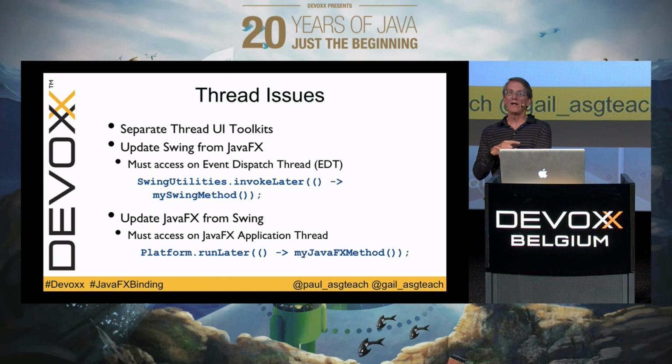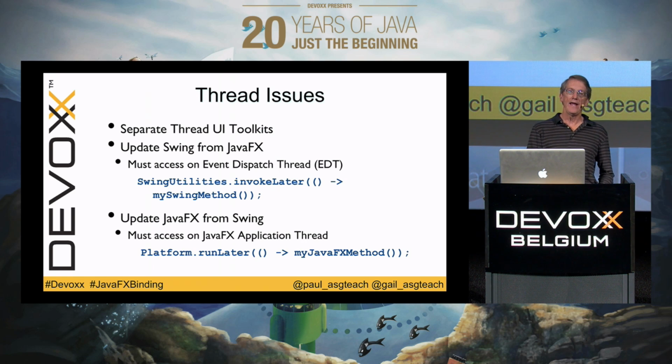Now, you might have to go the other way, which is to update a JavaFX control from the Swing side of your program. And here, you must do that on the separate JavaFX application thread. Fortunately, the JavaFX designers gave us a complementary way of doing that. It's just a different method, a static method called runLater in the Platform class, and you use a lambda once again to call the JavaFX method, which will be updated on the application thread.